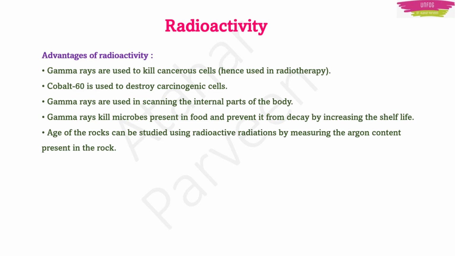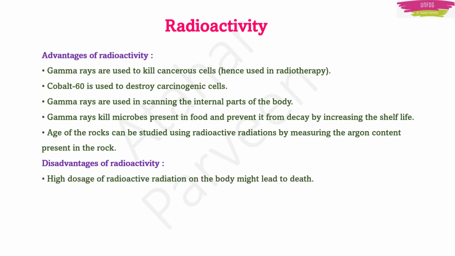And then you can also find the age of rocks using radioactive radiations. You can use the argon content measurement present in that rock, and then you can know how much age that rock has. Now, one or two disadvantages are also there. First is that a high dosage of radioactive radiation on the body might lead to death. So it is highly toxic. And then radioactive isotopes are very expensive because they are very rare. The main thing is that you cannot find them here and there. That's the reason why they are very expensive. Now gold and diamond are all rare, right? That's why they are expensive. Like that, radioactive isotopes are also expensive.